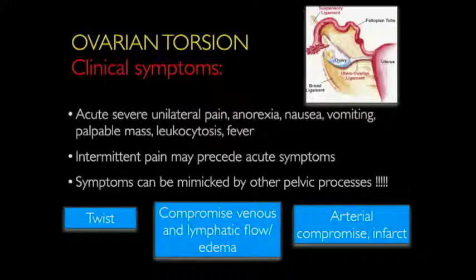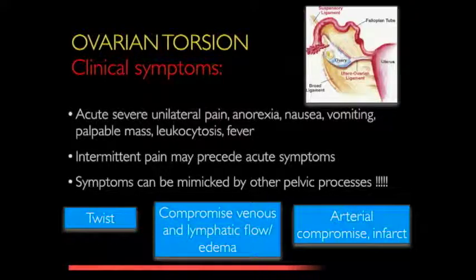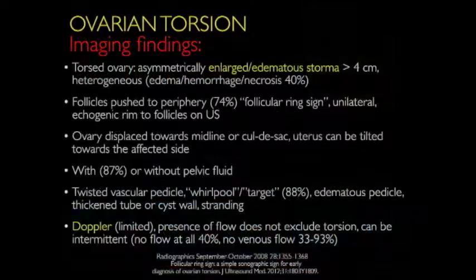So what happens? The ovary twists. And then you initially have compromise to the venous and lymphatic flow because the walls of the veins and lymphatics are much weaker than the arteries. And eventually, the more the ovary swells, you can completely cut off the arterial flow, and then you can infarct or hemorrhage into the ovary. So what are the imaging findings?